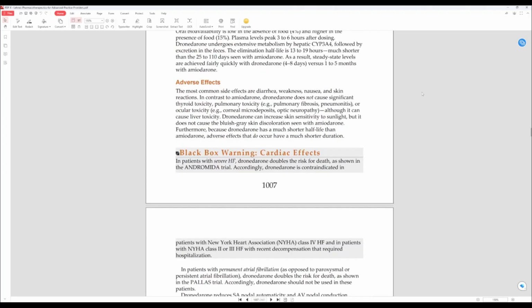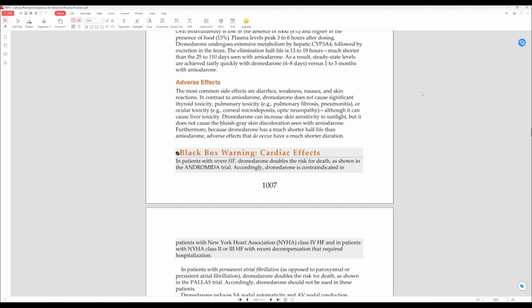Adverse effects. The most common side effects are diarrhea, weakness, nausea, and skin reactions. Dronedarone does not cause significant thyroid toxicity, pulmonary toxicity, or other toxicity, although it can cause liver toxicity. It can increase skin sensitivity to sunlight, but it does not cause any kind of bluish-gray skin discoloration that we would see with amiodarone. Furthermore, it has a much shorter half-life than amiodarone, so any adverse effects that do occur have a much shorter duration.